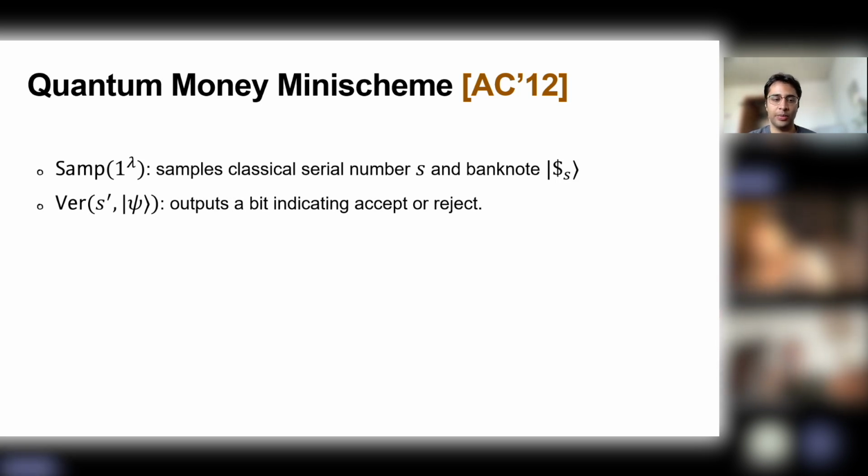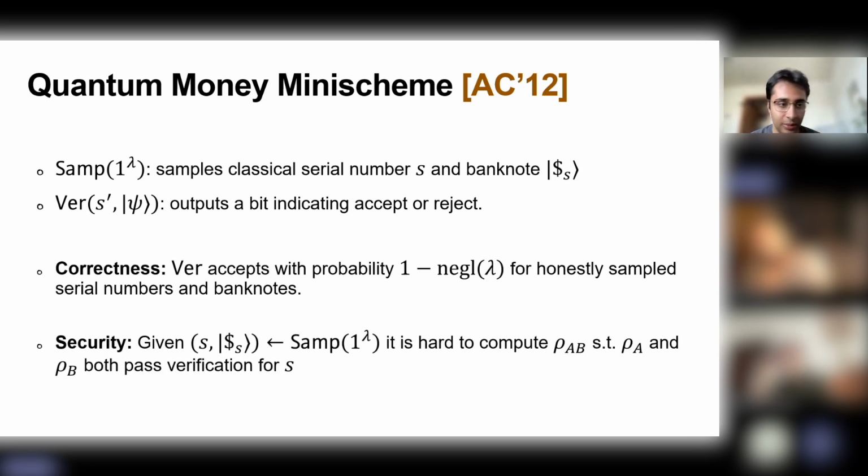Now, the security property here is, first of all, correctness. If you sample the banknote honestly along with the serial number, it is going to verify and accept. And security is that given a banknote sampled from the sampler, it is hard to compute some state rho AB where both rho A and rho B are going to verify. So it's effectively two banknotes. Could be some weird entangled state, but as long as each register independently passes verification.